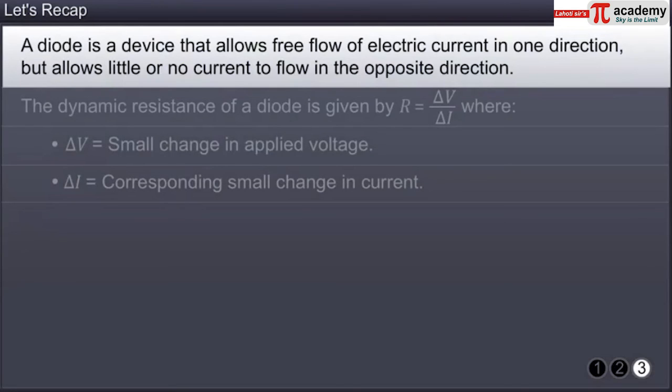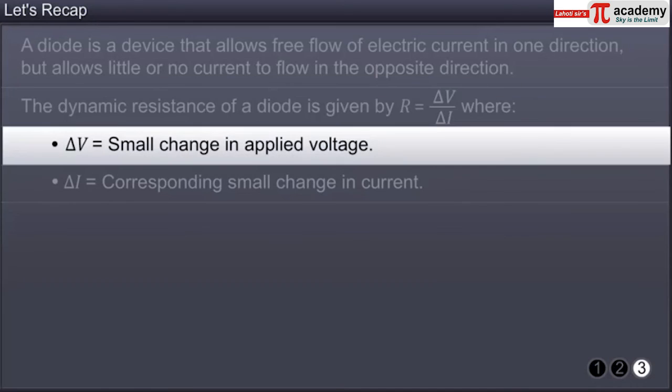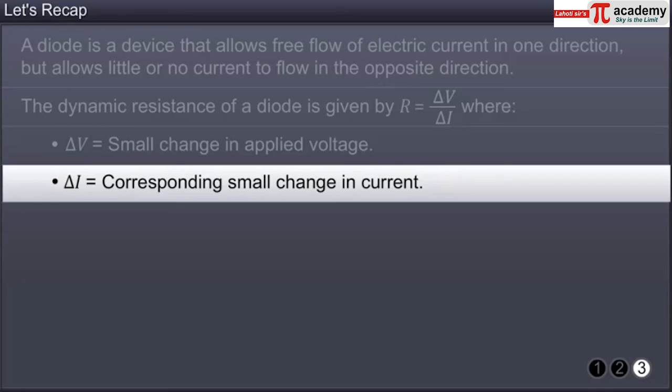A diode is a device that allows free flow of electric current in one direction but allows little or no current to flow in the opposite direction. The dynamic resistance of a diode is given by R equal to delta V by delta I, where delta V is the small change in applied voltage and delta I is the corresponding small change in current.